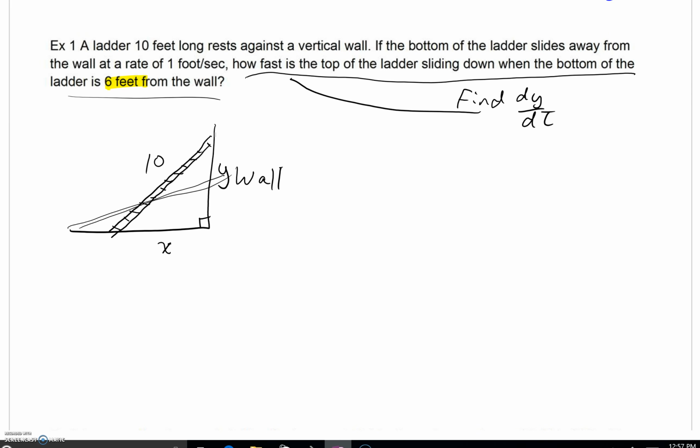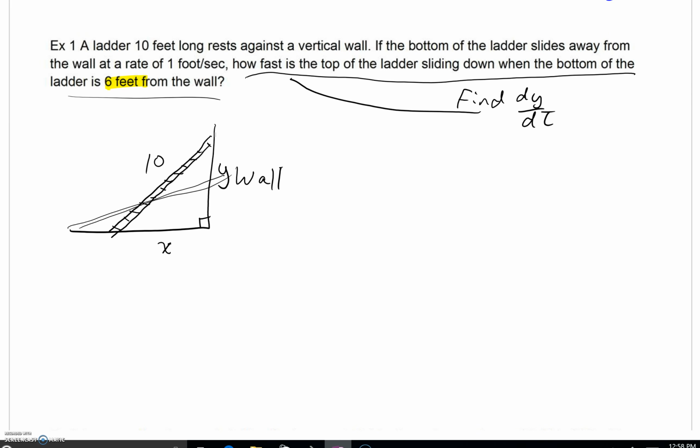When the ladder is 6 feet from the wall, what variable would equal 6 clearly? x. Now, would x always equal 6 for this problem? If so, you couldn't slide down, could you? Right? So, I guess that's the first thing. You have to understand the 10 is fixed. It's always going to be 10. But x and y are changing.